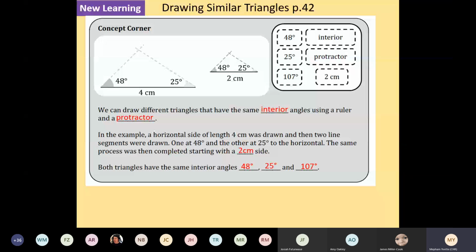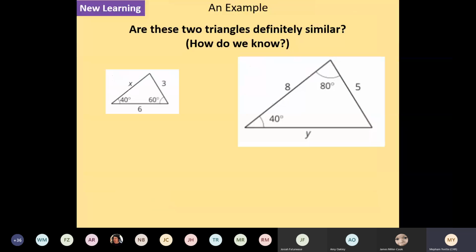and 107 degrees. Just to remind you how 107 has suddenly appeared, we can do 48 plus 25 equals 73 degrees. We know that interior angles in a triangle sum to 180 degrees. So we know that 180 take away 73 would give us the last angle. So that would be 107 degrees. Okay, so let's go on to this.